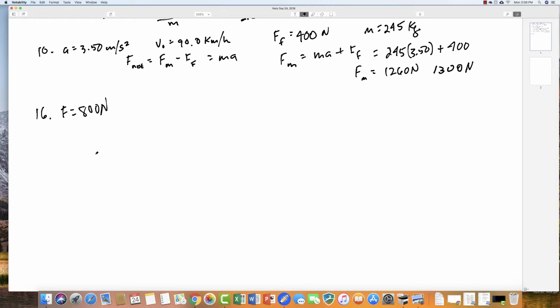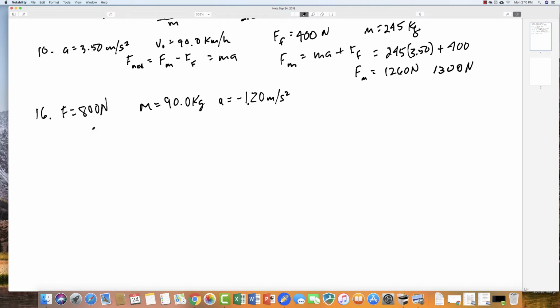The mass of the losing player plus equipment is 90 kilograms, and he is accelerating at 1.20 meters per second squared. So he's accelerating backwards at 1.20. So what is the force of friction between the player's feet and the grass?